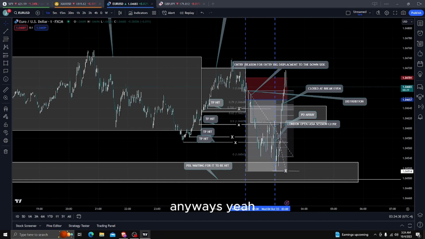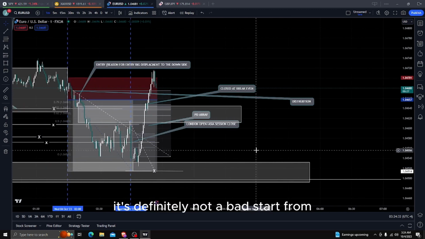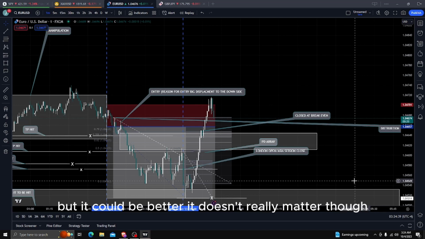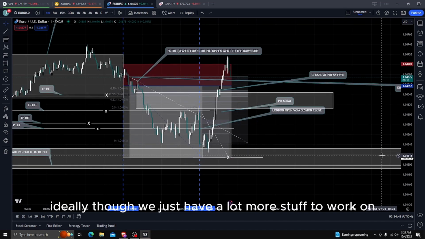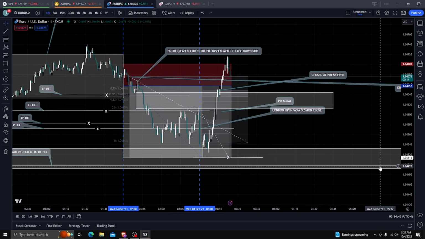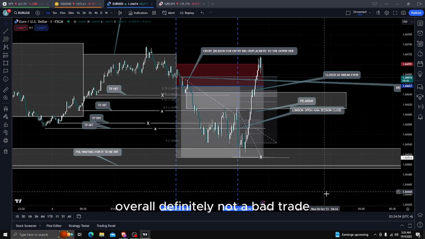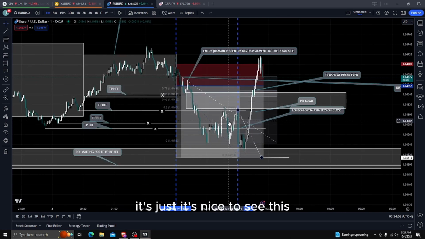Anyways, overall, it's definitely not a bad start from everything that we have right now, but it could be better. It doesn't really matter though. Ideally, we just have a lot more stuff to work on, but we just gotta keep learning. Overall though, definitely not a bad trade. It's nice to see this.